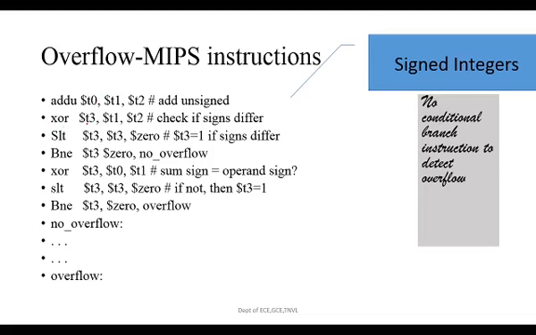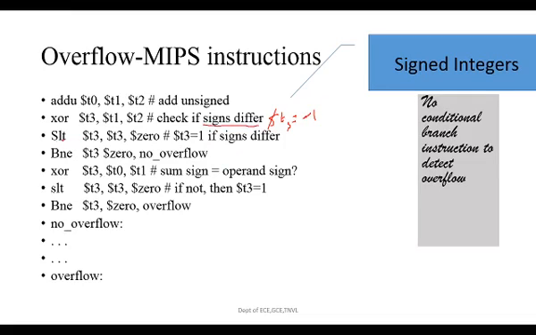XOR $T3 comma $T1 comma $T2. So the XOR operation takes place. What this does is that it makes the register $T3 negative if the signs of the contents in the two registers differ. Say for example, if $T1 is positive and $T2 is negative, then in the $T3 register it will be -1 if the signs differ. That is the important matter. In $T3 it will be -1.